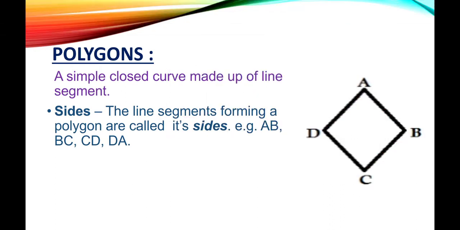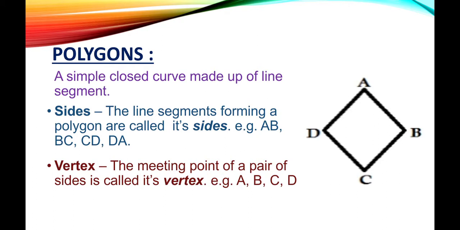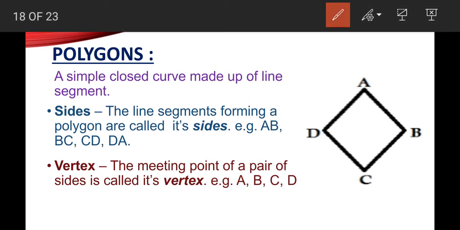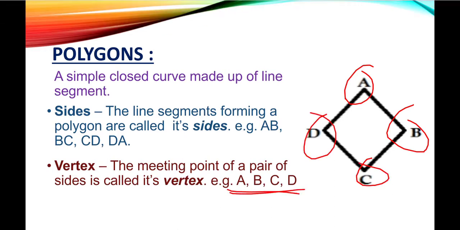Now come to the second one, vertex. The meeting point of a pair of sides is known as a vertex. So here is one side and here is another side. They meet at this point, the meeting point is D. So here D is the vertex. If you consider another two, here A is the meeting point of this pair of sides, so A is the vertex. So there are four vertices in this figure, that is A, B, C and D.